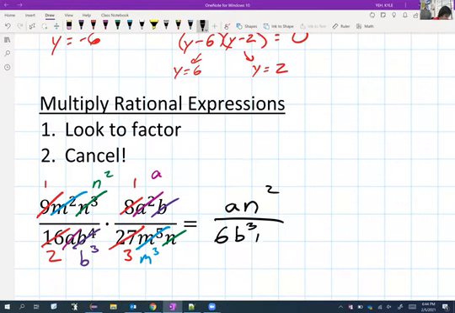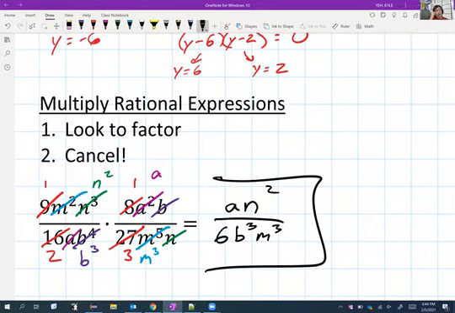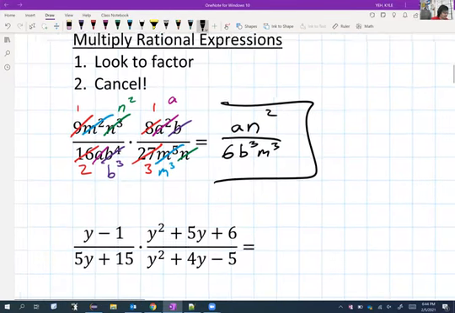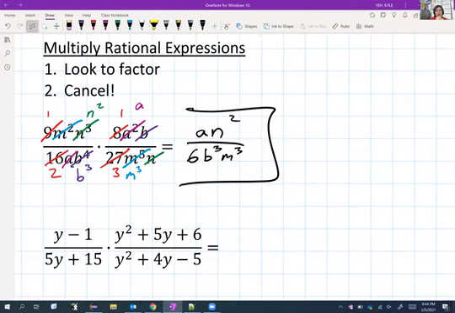B cubed m cubed is what I'm getting. So this section is going to be a lot of canceling, a lot of factoring if we can, and then a lot of canceling. Let's see one where we do have to factor. (y - 1) over (5y + 15) times (y squared + 5y + 6) over (y squared + 4y - 5).